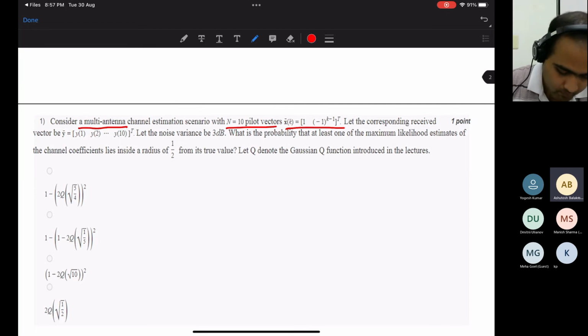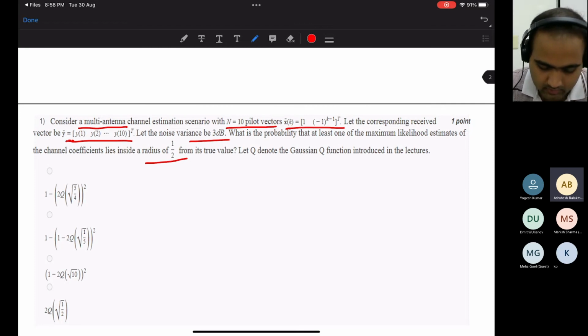And we have y, and the noise variance is 3 dB. And the probability that the channel coefficient lies within a radius of half. Okay, so let us see what happens.